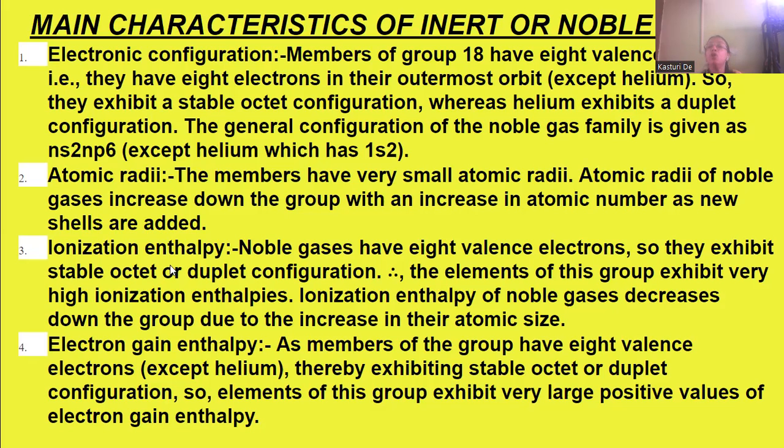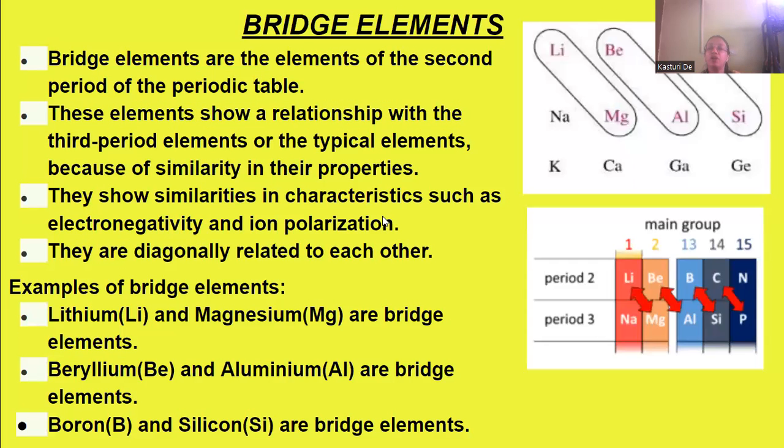Again, the same thing: when you go down the group, the atomic radius increases, so less heat will be required to make the element accept the electron. Same as with ionization enthalpy, here also electron gain enthalpy will go down. The topmost element will have more electron gain enthalpy, and the lowermost will have the least. Clear?